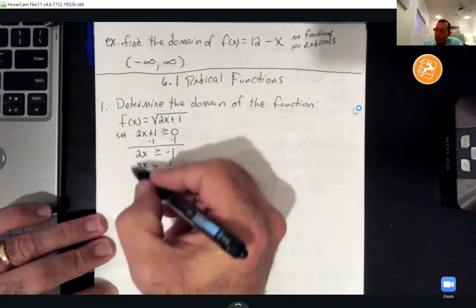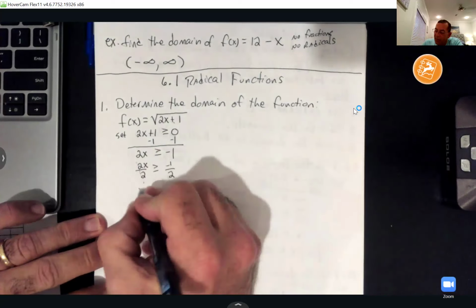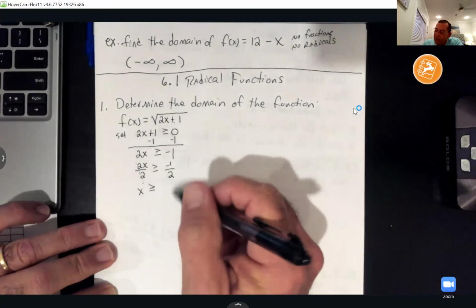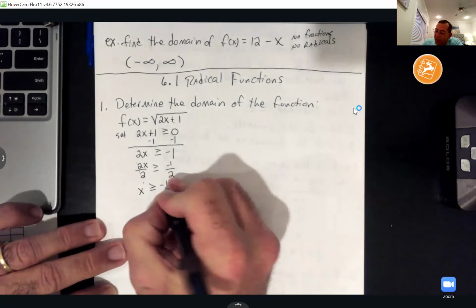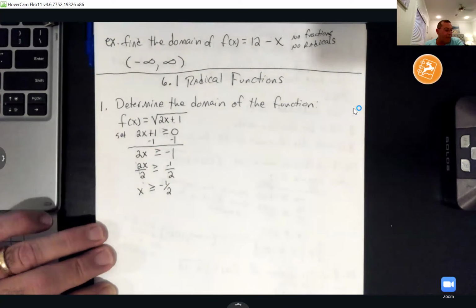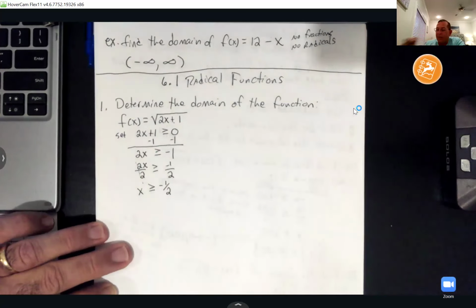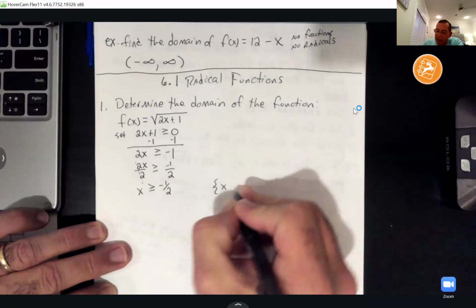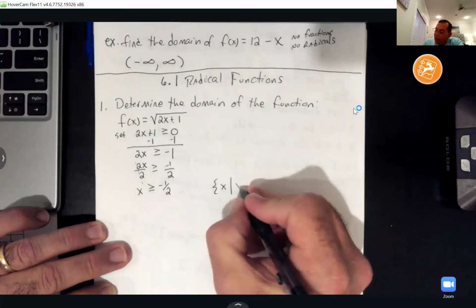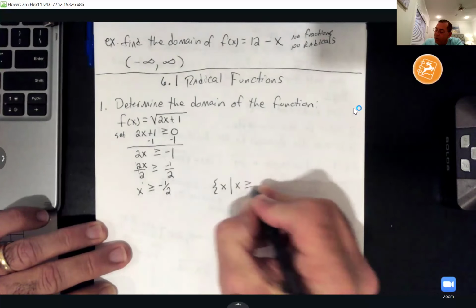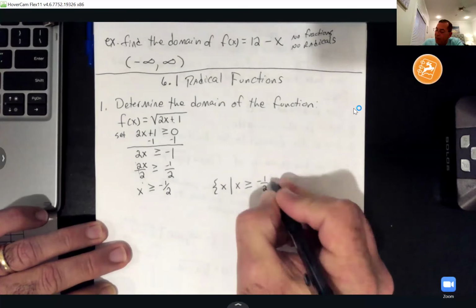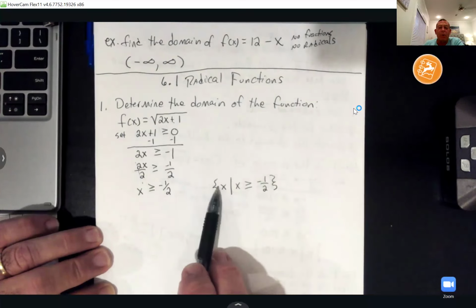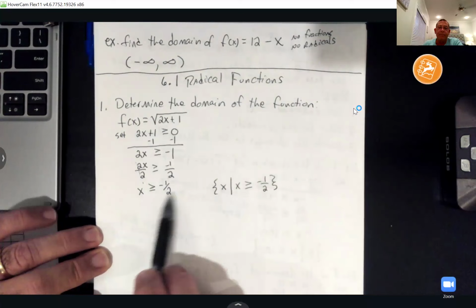And y'all look here, the 2's cancel, giving me 1x greater than or equal to. And y'all, we cannot do anything to that, so that's going to stay a negative 1/2. So for my answer in MyMathLab, I would have x such that x is greater than or equal to negative 1/2. So set builder notation is basically an x, a bar, and your answer. Okay?